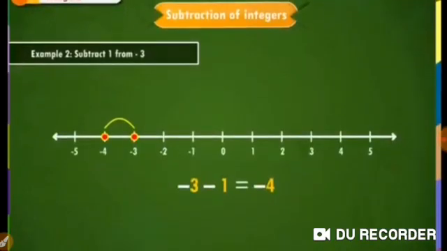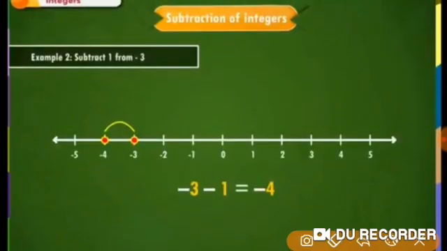Now let's do one more example. Subtract 1 from minus 3. First let us do it on the number line. First locate minus 3 on the number line, right? Then we are subtracting a positive integer, so we will move towards the left on the number line. Only 1 unit towards the left and we reach minus 4. So the answer is minus 4.